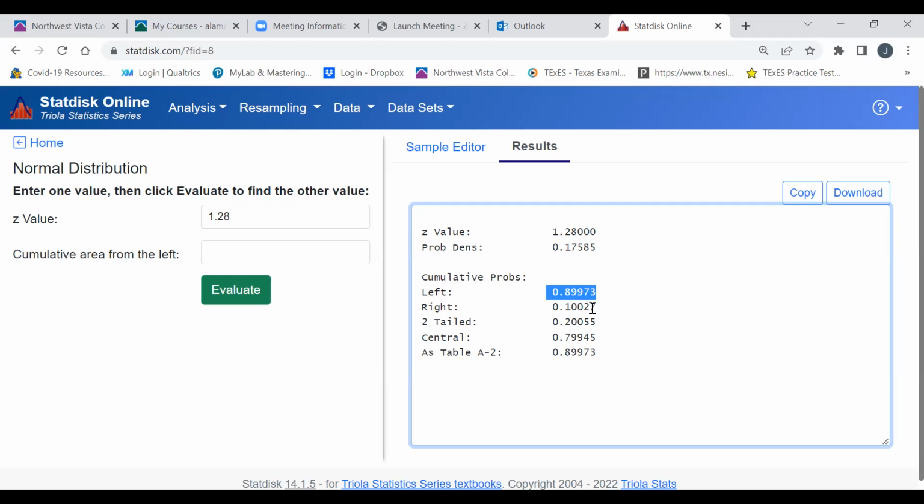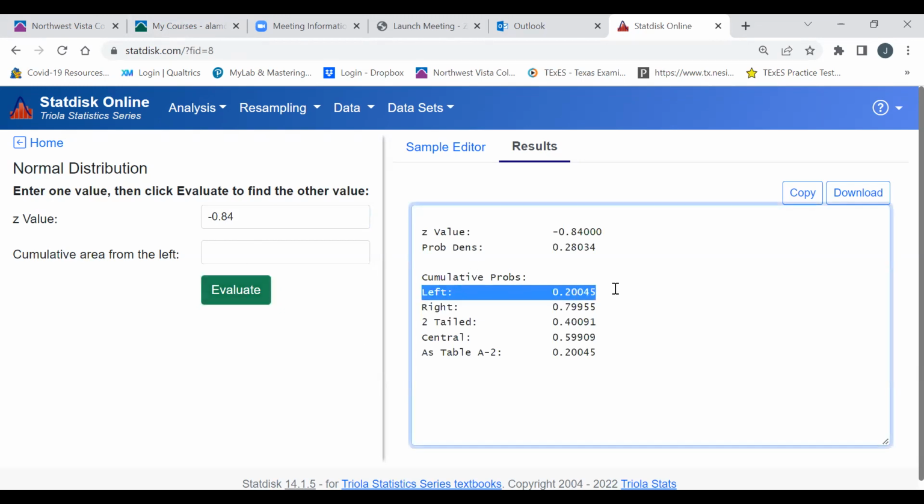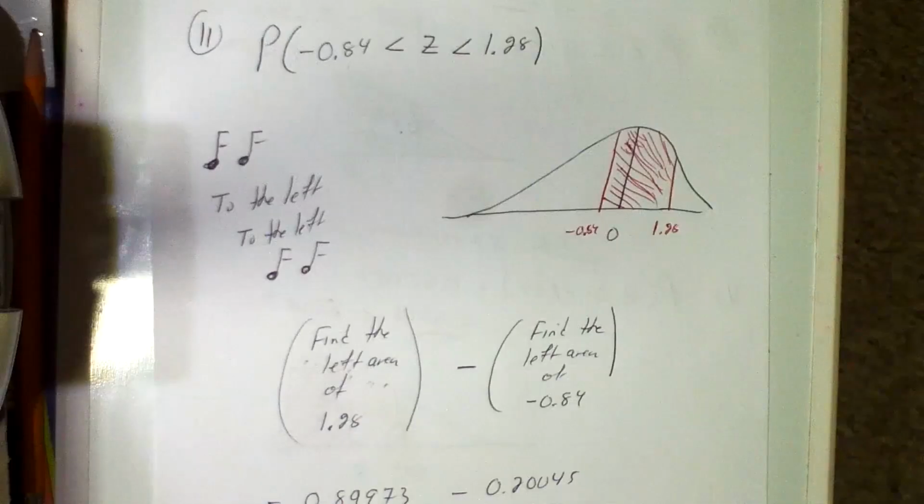0.89973 is the left area for 1.28, and then I have to calculate the negative 0.84, and I want to get the left area again, to the left, and I'm not going to round it. 0.20045. I've got my two numbers, and I'm going to subtract.